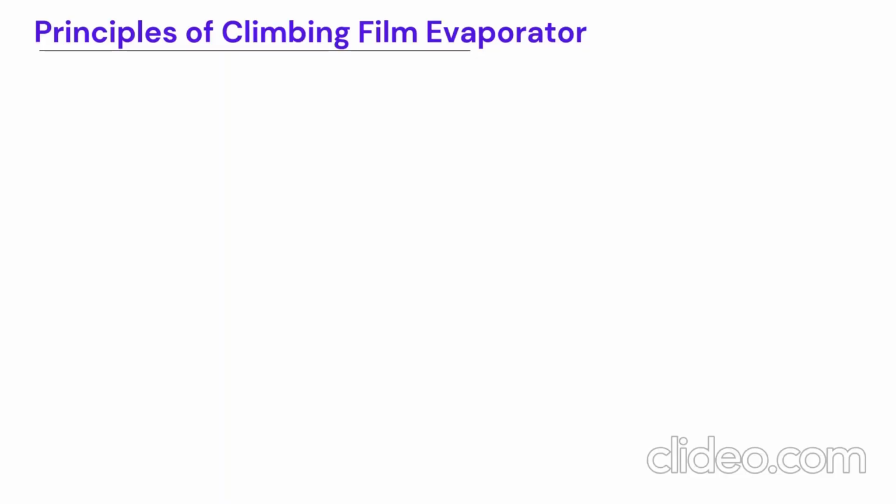Principles of climbing film evaporator. Climbing film evaporators work on three basic principles. The first one is formation of thin film. The second one is rising of the film. And the third one is application of vacuum.